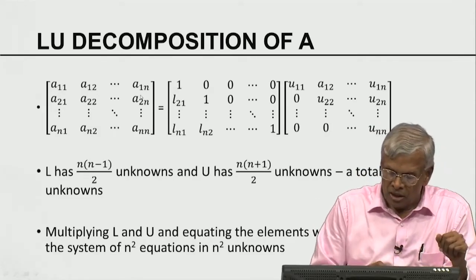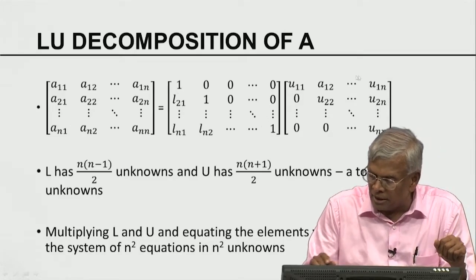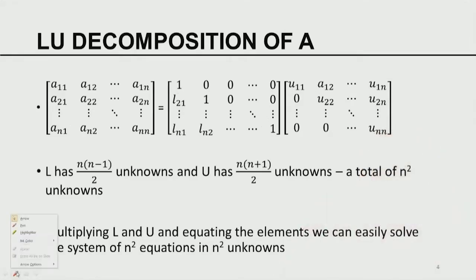So, A is given, let this be the L matrix, let that be the U matrix. I am sorry, this must be U instead of A. So, I am assuming a particular structure for L and a particular structure for U. If you compute the total number of unknowns in the L matrix, they are all below the diagonal. In the U matrix, they are anything on and above the diagonal. So, the L matrix has a total of n times (n minus 1) by 2 unknowns. The U matrix has n times (n plus 1) by 2 unknowns. These two together consist of a total of n squared unknowns. So, to compute L and U is equivalent to, given the A elements, computing the L elements and the U elements.